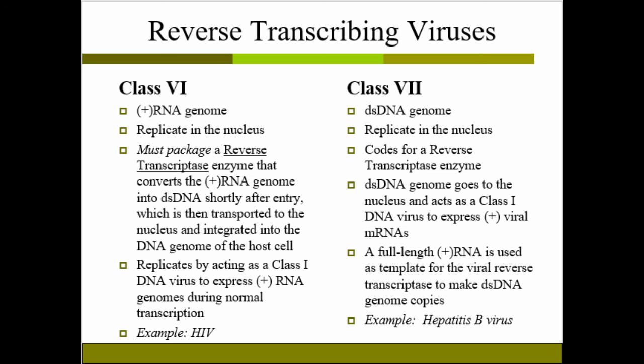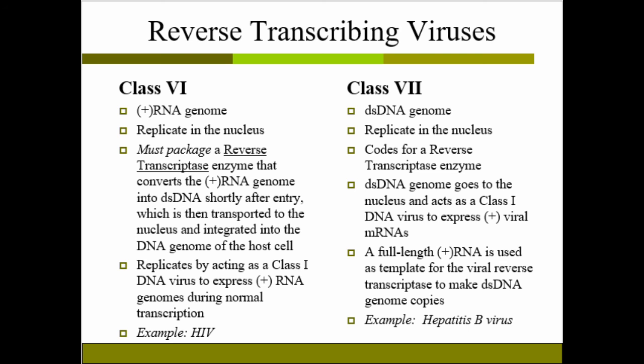The other class of retrovirus is Class 7. These are double-strand DNA viruses. They also replicate in the nucleus. They also have a reverse transcriptase enzyme in their capsid. Double-strand DNA genome goes to the nucleus and acts as a Class 1 DNA virus to express positive viral mRNA.